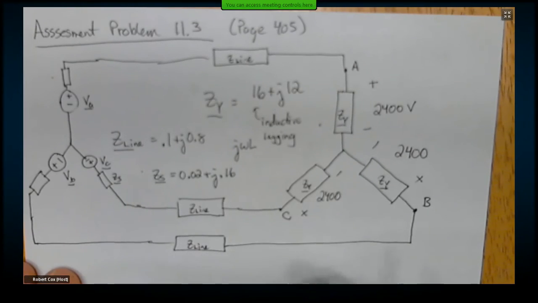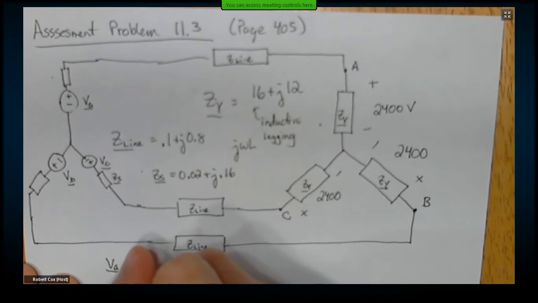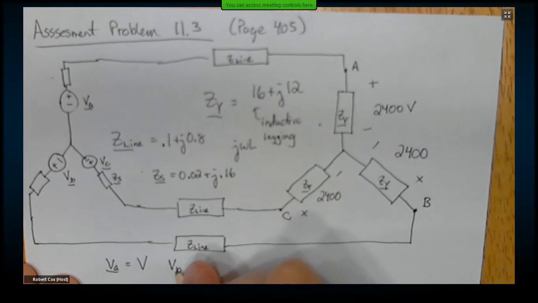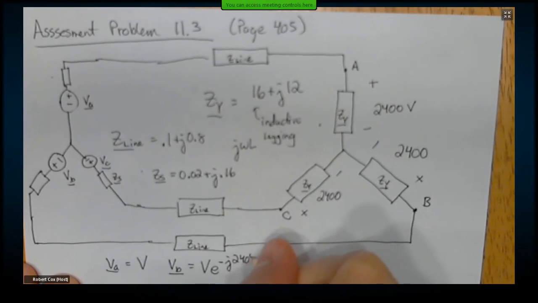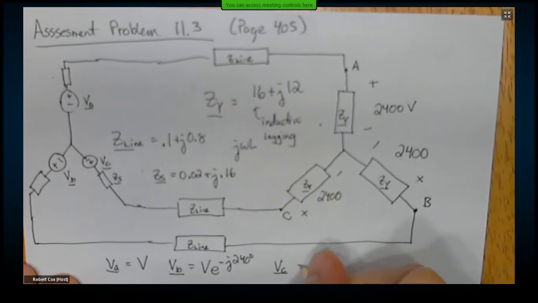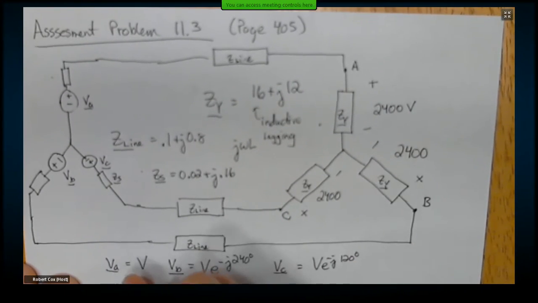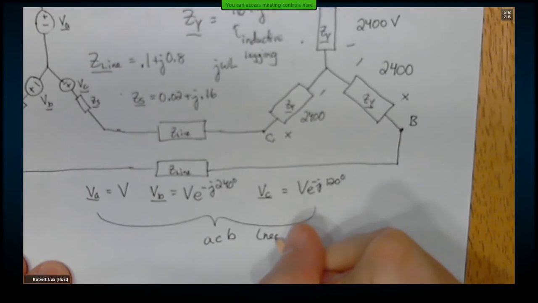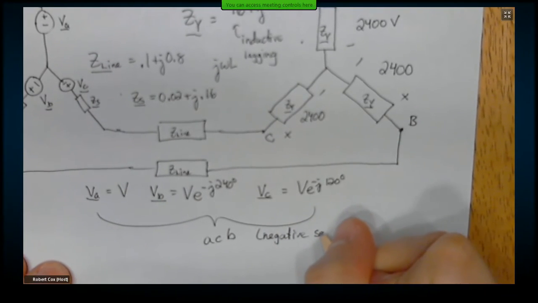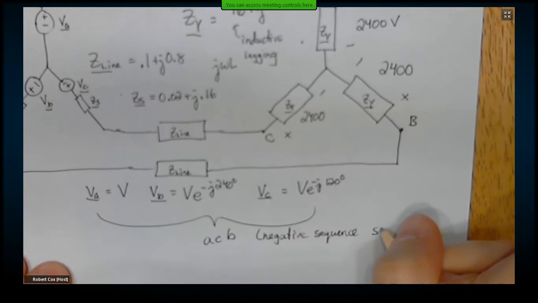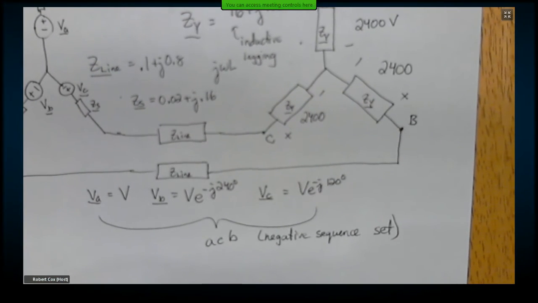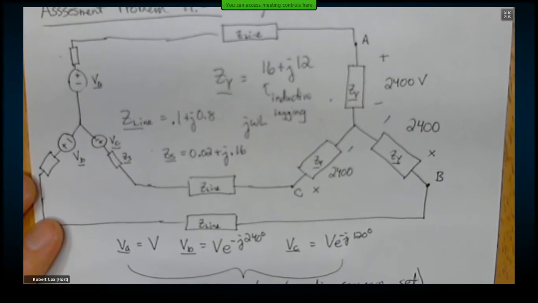Now, because it's that negative sequence, we know that VA is V. We don't know what it is; we're not told what it is in this case. VB is V, and it's behind by 240 degrees, and VC is behind by 120 degrees. So again, this would be for what we call an ACB, or negative sequence set.